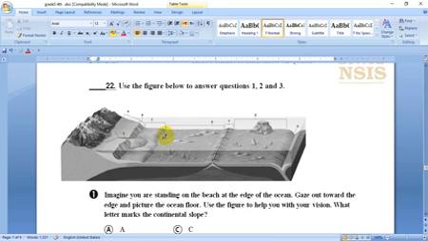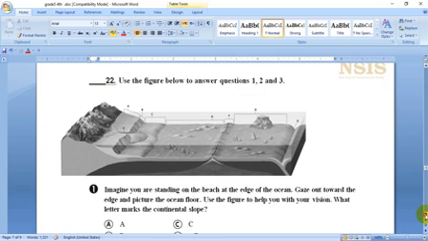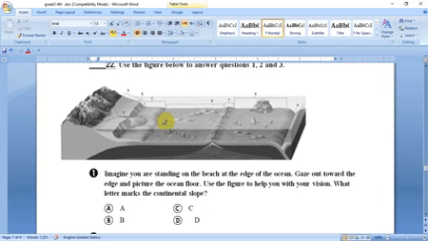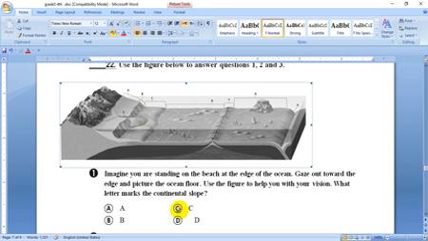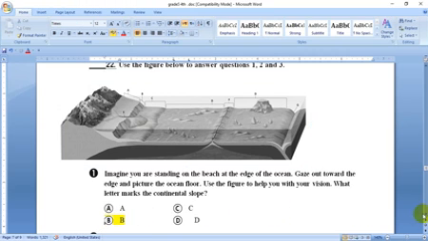We need to know which part here represents the continental slope. How do I know which part is the continental slope? I will look for the part that slopes steeply or drops down suddenly, and this will be which part? Yes, it will be letter B. So in this figure the continental slope is letter B. How do we know? Because this part drops suddenly, a steep slope.